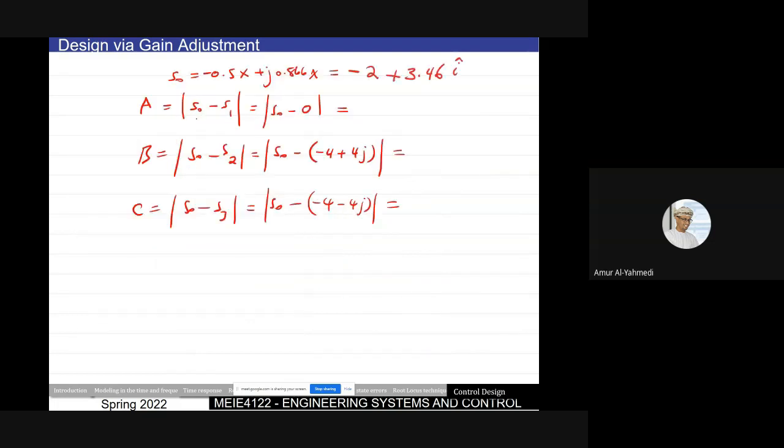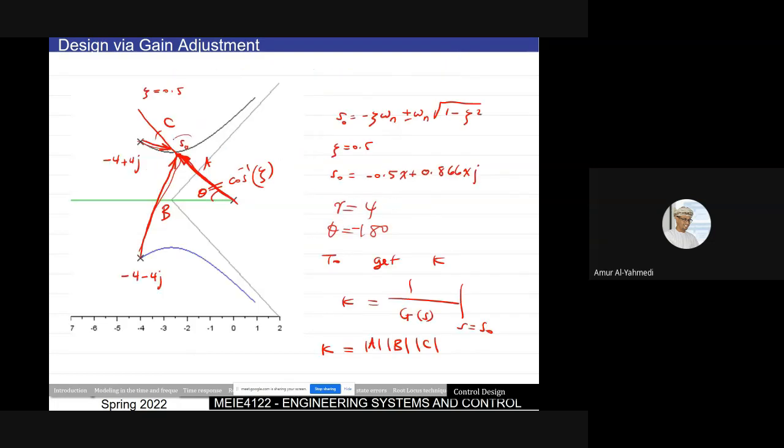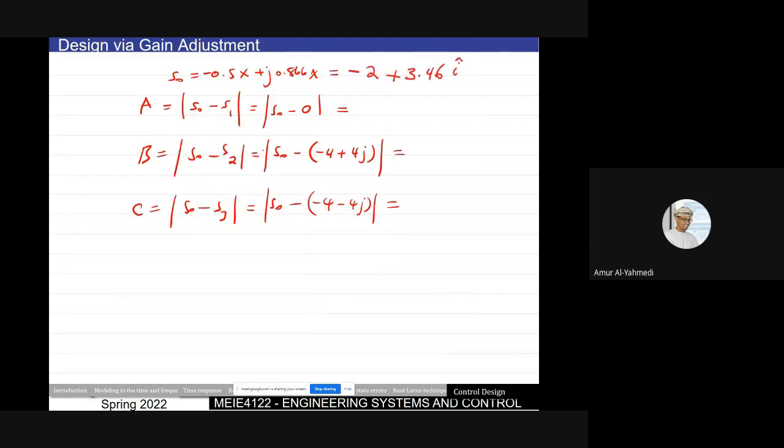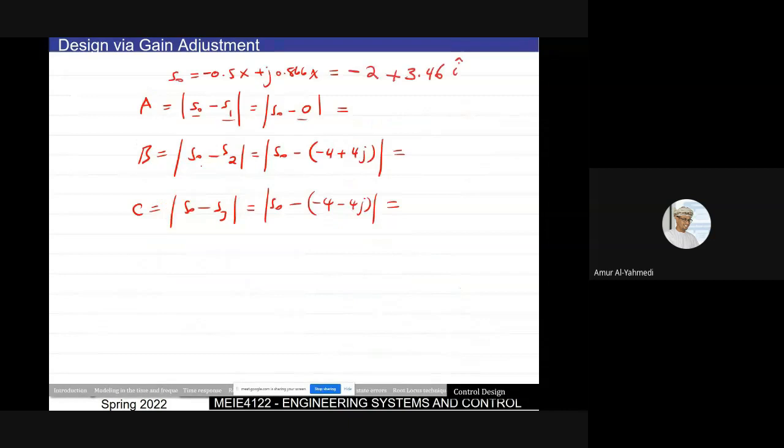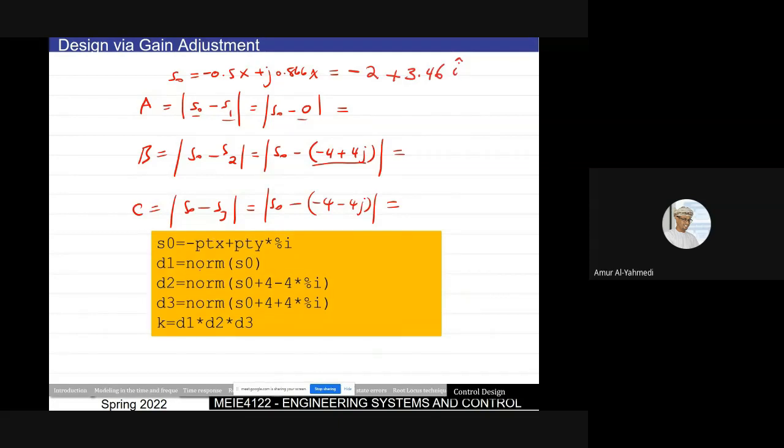So this A is S naught minus 0, S naught minus S1, which is 0. B, this is B. It is S naught minus this. And the same for C, and then you just calculate all of this. So I did it using C lab, and I got it as 64, sorry, 64.